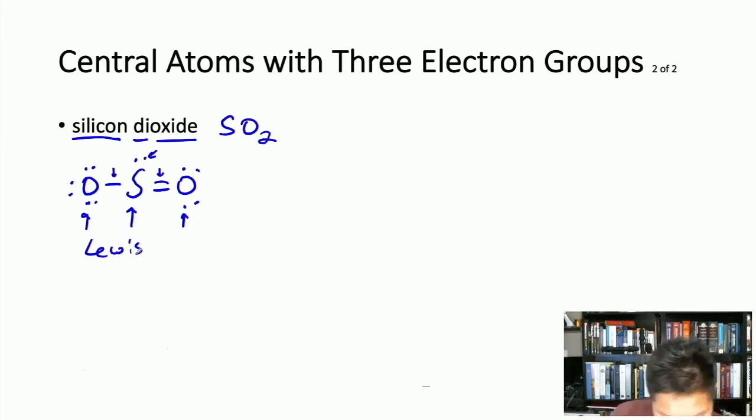But if I want to follow VSEPR, I need to get all these electron groups away from each other as much as possible. So it's going to look like this. Sulfur still has its lone pair at the top, but now I'm going to bend the bonds down. Sorry, those oxygens' electrons are kind of messy, but there are 3 lone pairs down there, and I draw my double bond down. It has 2 lone pairs. So again, this is a trigonal planar electron group.